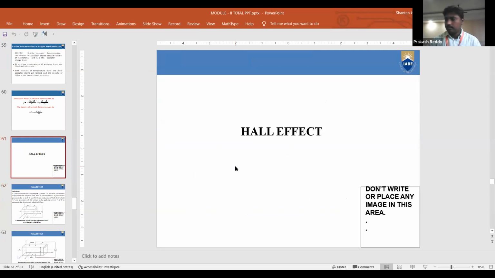Coming to the Hall effect, all of you try to keep the heading Hall effect. One of the important topics. In this class, we are going to cover this Hall effect.